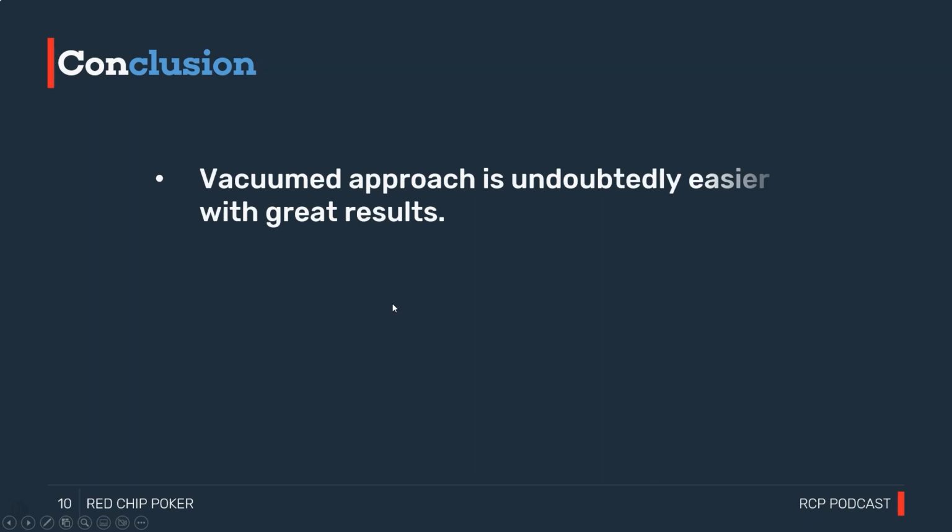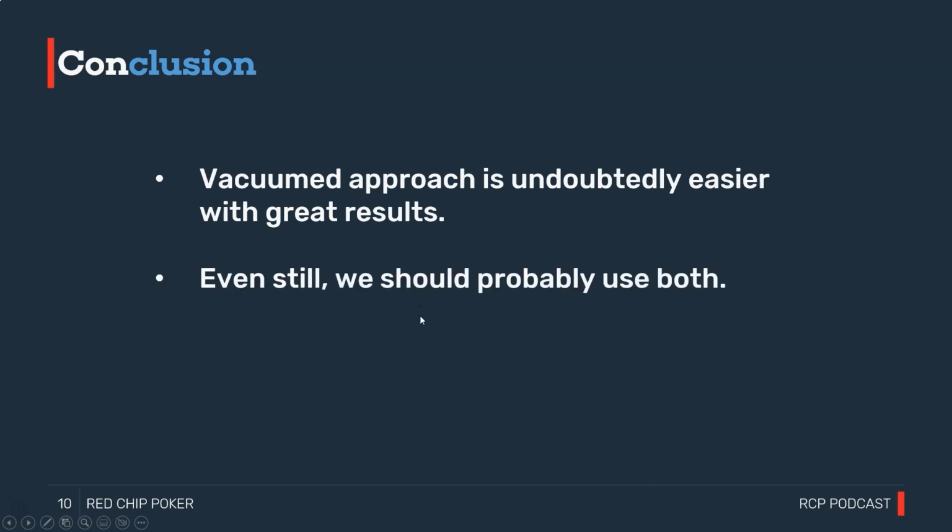Now, in conclusion, we've discussed two methodologies. Which should you be using to generate your own exploitative strategies against the pool? As we've discussed, the vacuumed approach, where we make use of the primitive calculations, is undoubtedly easier and has great results. And you can generate extremely high win rates by using this type of methodology to derive your exploitative strategy. Having said that, the objective here should not be to use one methodology over the other. We should actually probably make use of both.